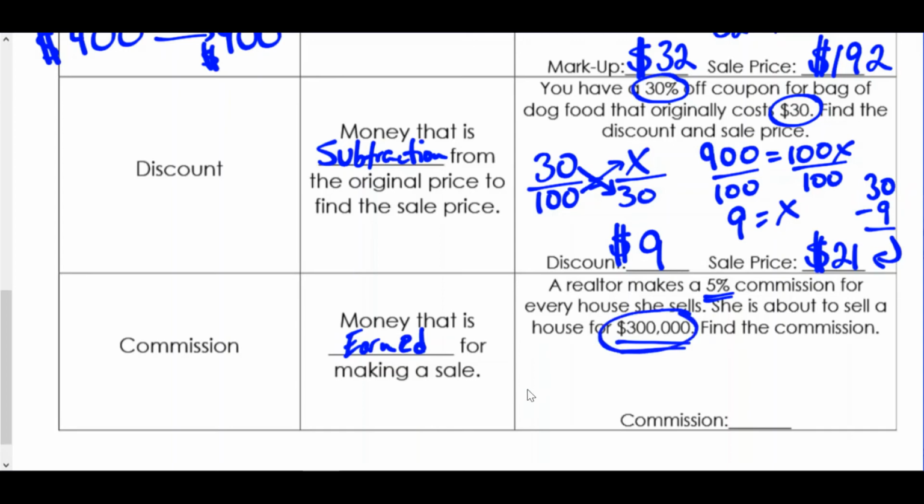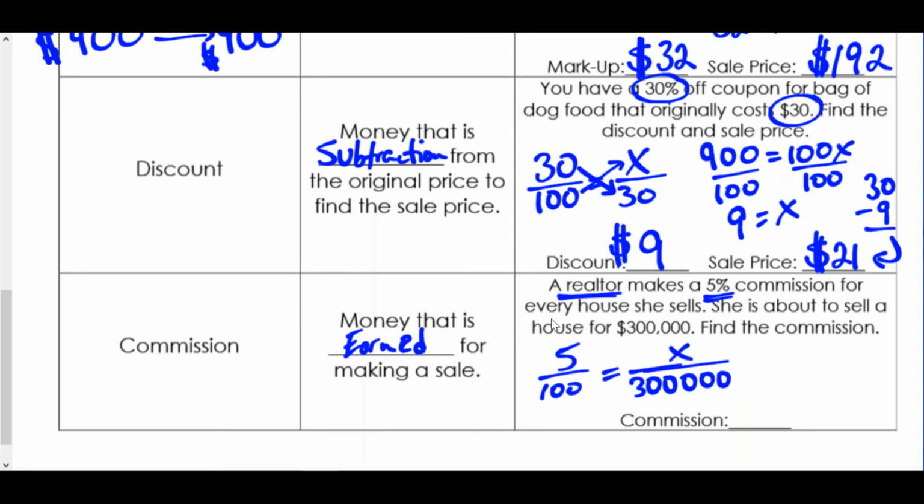buyer pays the seller, the 5% is what the realtor will make. Now, to be honest, somebody does have to pay the realtor, but we're not going to deal with that right now. We're just talking about how much the commission is.